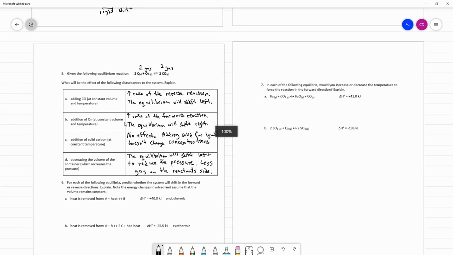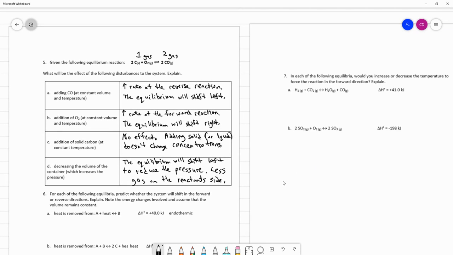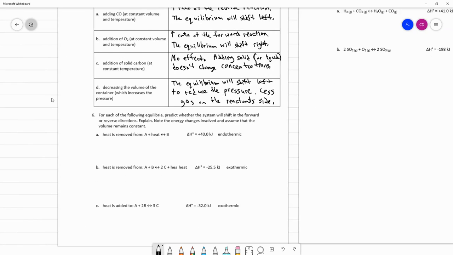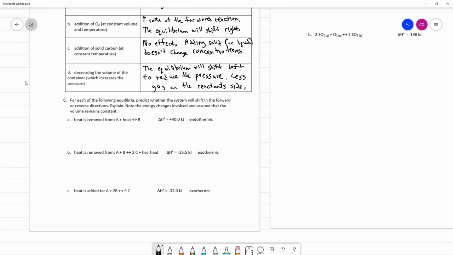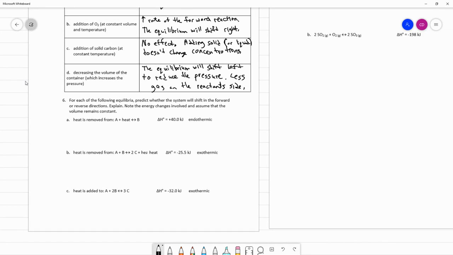Okay, number 6 and 7 are dealing now with temperature. So we are told for each of the following equilibria, predict whether the system will shift in the forward or reverse directions, and explain. Note the energy changes involved and assume that the volume remains constant. Okay, so we are told that we have heat removed from a reaction where, let me just rewrite this a little bit better. A plus heat is in equilibrium with B.